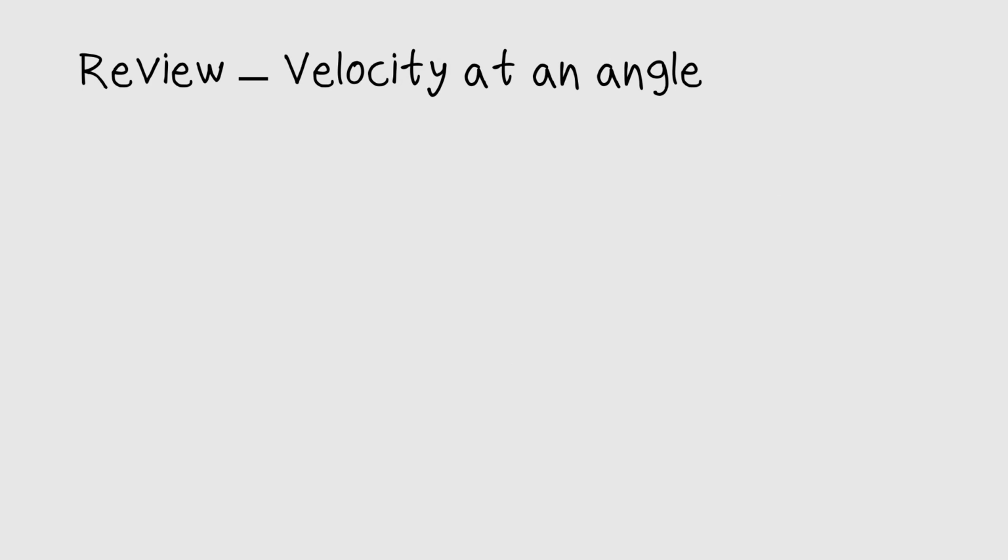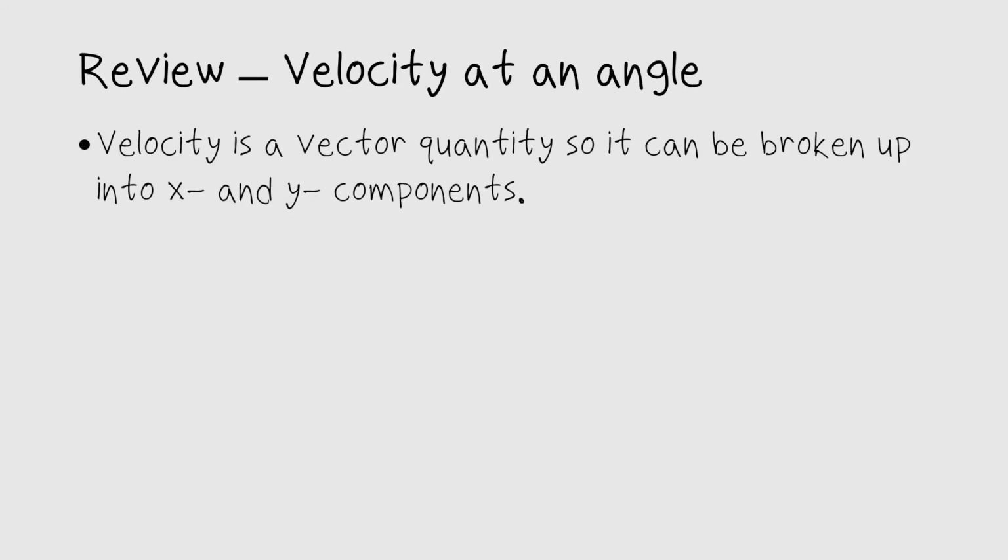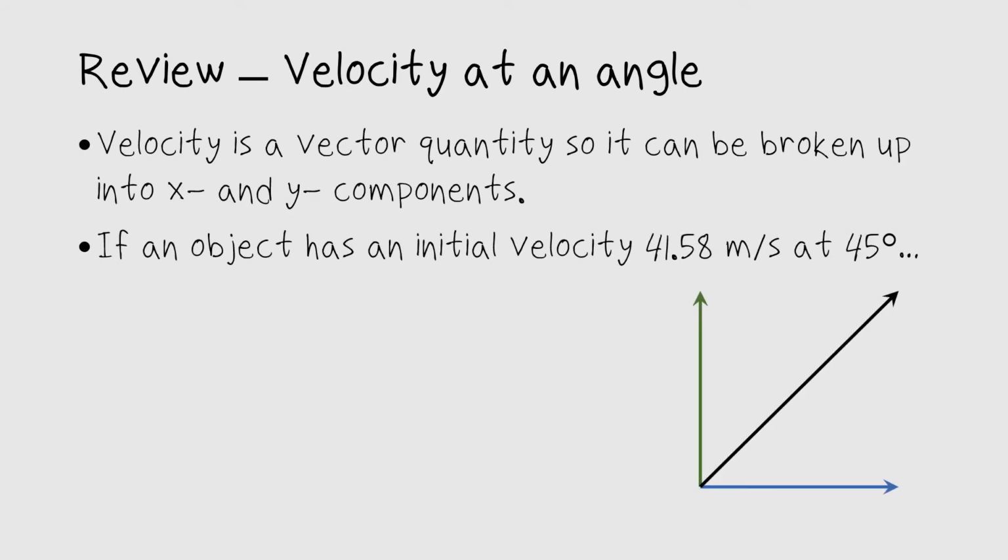Okay, a quick vector math review. Velocity is a vector quantity, which means it has a magnitude and an angle and can be broken up into x and y components. So if we have an object that has an initial velocity of 41.58 meters per second at 45 degrees, we can break it up into its x and y components as shown in the sketch.